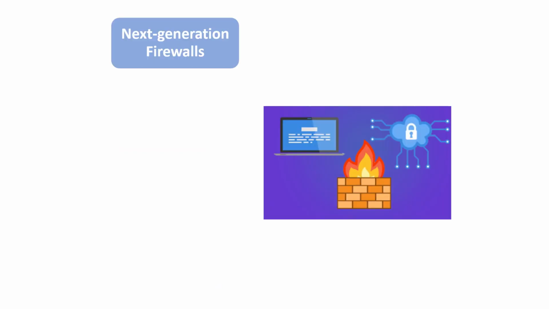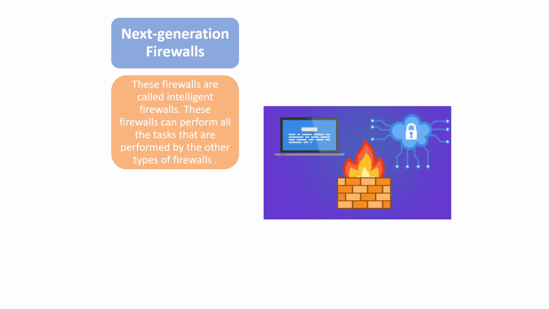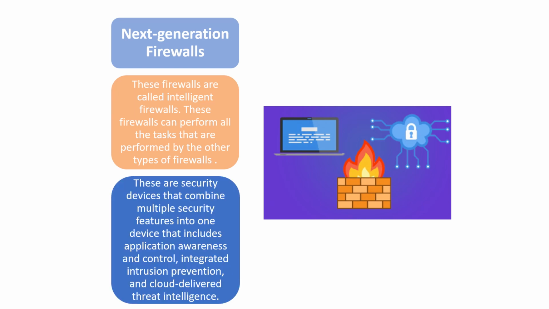The next type of firewall is the next generation firewall, and these are intelligent firewalls that can perform all the tasks that are performed by the other types of firewalls that we have seen before. These are security devices that combine multiple security features into one device, including application awareness and control, integrated intrusion prevention, and cloud delivered threat intelligence. So these are all combined into a single security device, that is a next generation firewall.